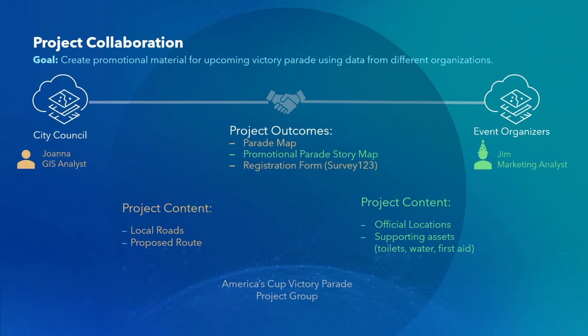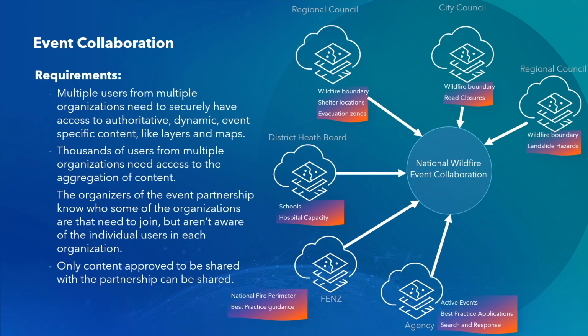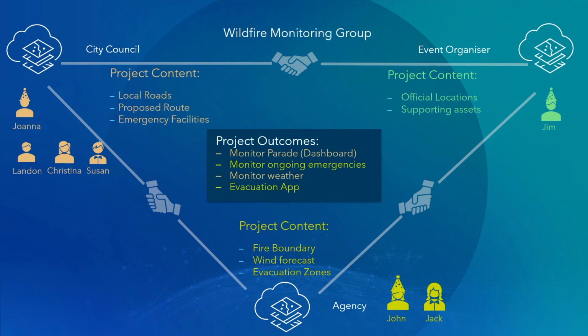Partnered collaboration can also assist with more complex scenarios, such as major events, where multiple organisations and users need to securely have access to authoritative, dynamic, event-specific content, like layers and maps. Using partnered collaboration for events allows multiple organisations to set up formalised org-to-org collaborations that then can be enabled using groups, so you can be coordinating both users but also the data shared between them without having to send any invitations. So all members of the group, as an outcome, can view and work with content even before Jack or Susan, as you can see on screen, even sign in.